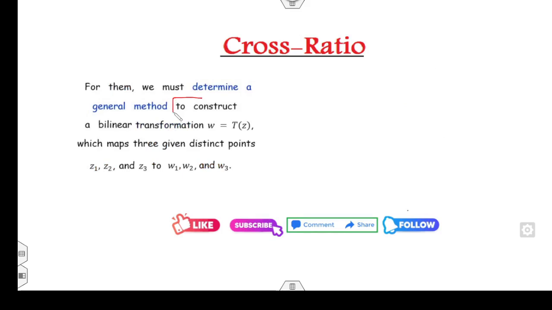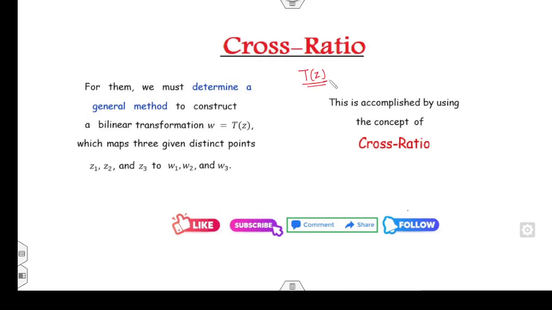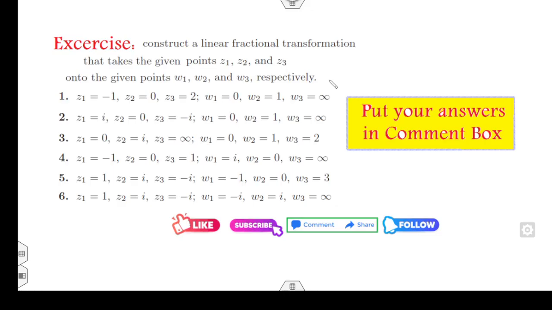So we can construct bilinear transformations based on the cross ratio. Today's objective is to learn the concept of the cross ratio and how we can define the mapping based on it. My objective is that once I complete my lecture, you will be able to easily solve all these 6 examples as an exercise. You can note down this exercise in your copy and solve these questions after the lecture. You can put your answers in the comment box so that you can verify whether your answer is correct or wrong.